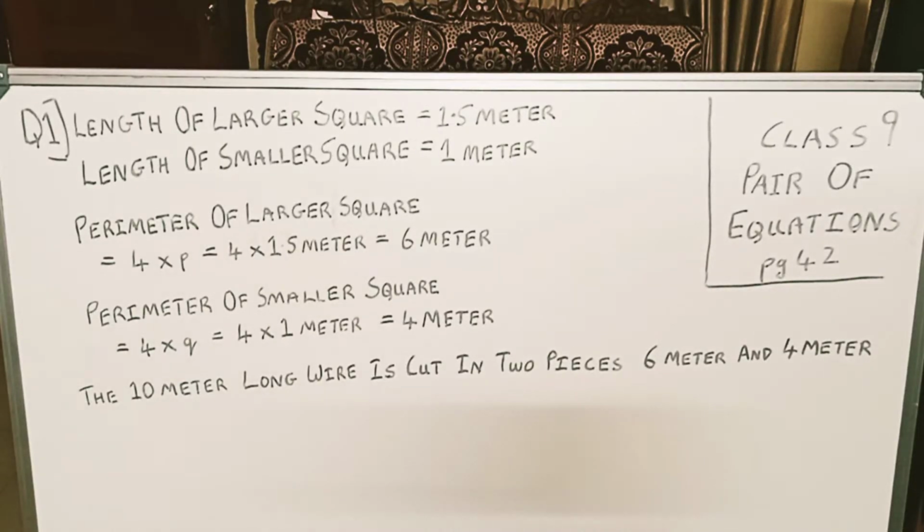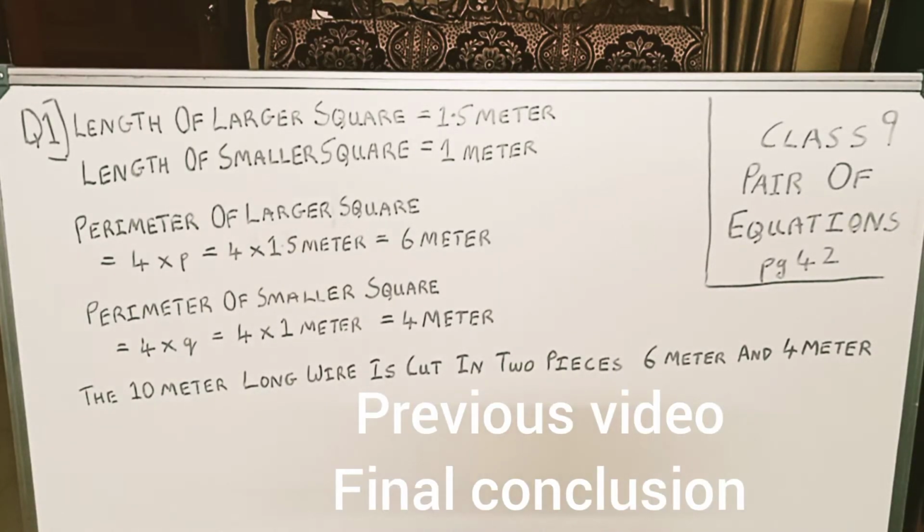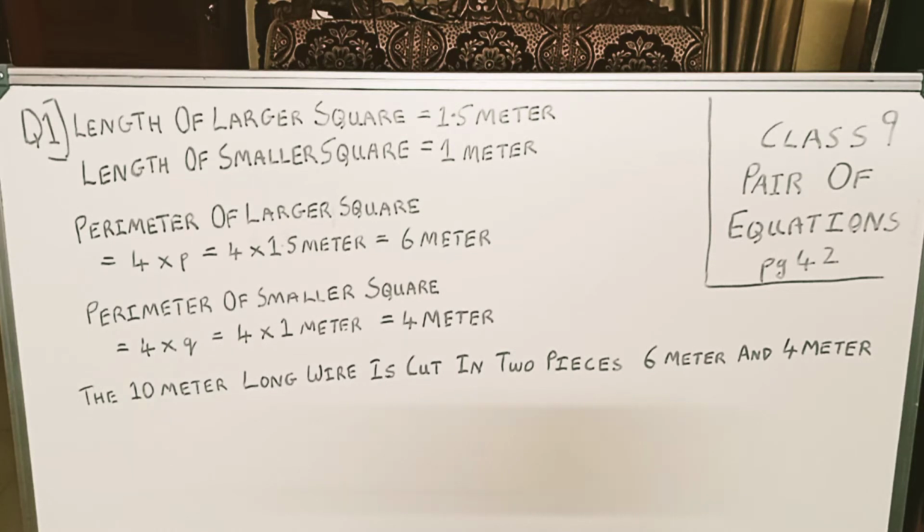Hello students, now we need to discuss the final part of page number 42, question 1. We have reached the final, concluding part. Previously we got the pair of equations, class 9: the length of the larger square is 1.5 meter.